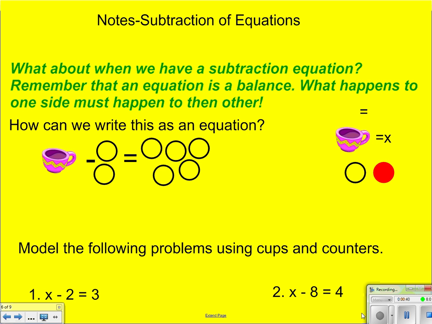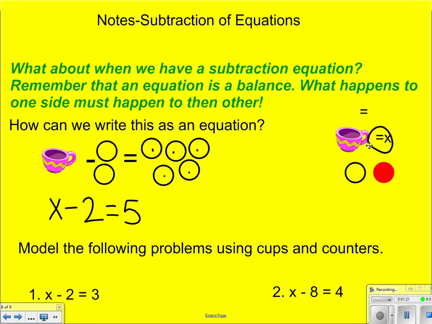So let's look here. What does the cup represent? It says the cup represents x, so I'm going to write x. What operation am I dealing with? Subtraction. And I've got two circles here, and they represent positives because yellows are positives. So I've got positive 2 equals positive 1, 2, 3, 4, 5. So that picture represents x minus 2 equals 5.